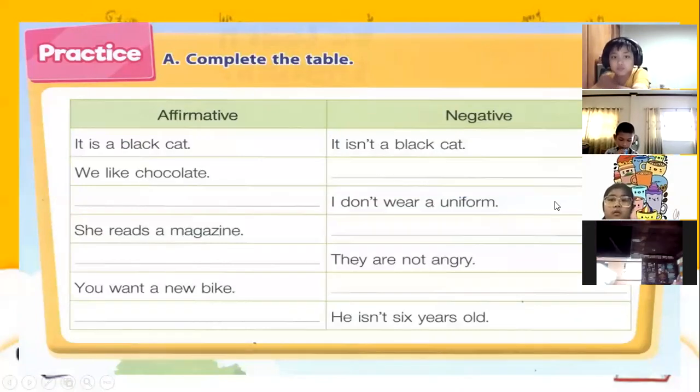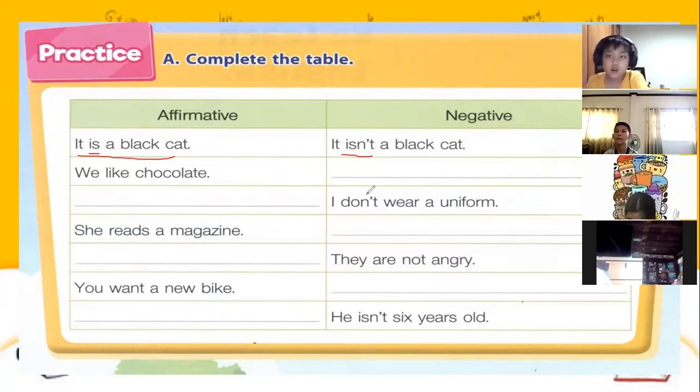All right, now let's have some practice. Okay, here we have sentences given to us. Some of the sentences given to us are affirmative. We have to write negative. Some of the sentences we are given are negative. We have to write affirmative. Okay, the example is here. Number one, it is a black cat. So negative would be, it isn't. Here we are going to use not, so we use the short form isn't. It isn't a black cat.